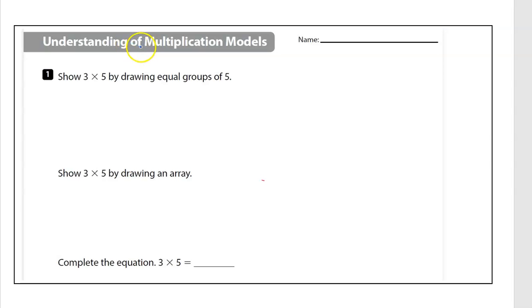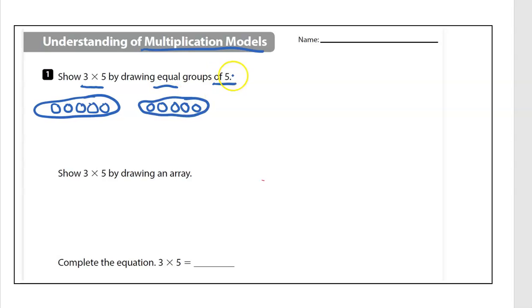This one says understanding multiplication models. This should be a review. Show 3 times 5 by drawing equal groups of 5. Well, that sounds easy, so I may just draw a group of 5. 1, 2, 3, 4, 5. There's one group of 5. And another group. 1, 2, 3, 4, 5. For my third group, 1, 2, 3, 4, 5. That's all that's asking us to do, just equal groups of 5.